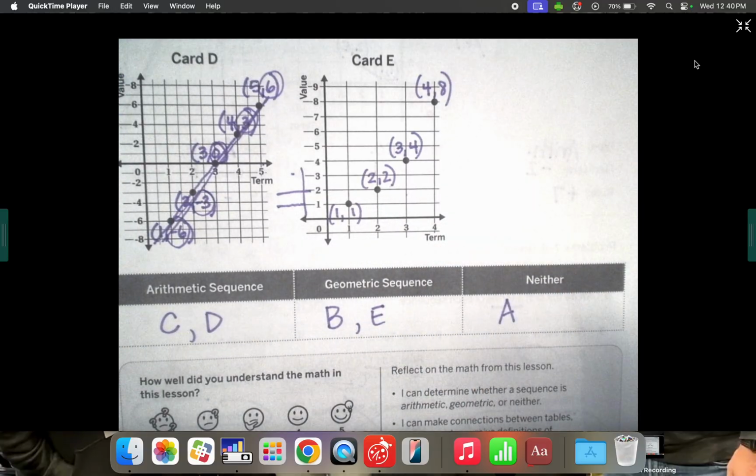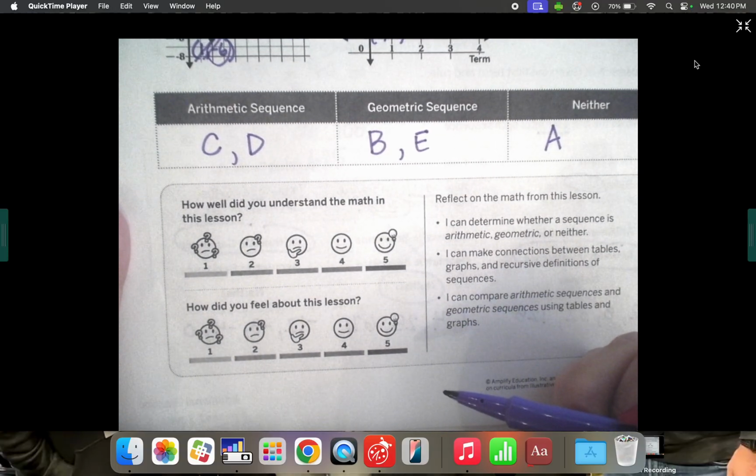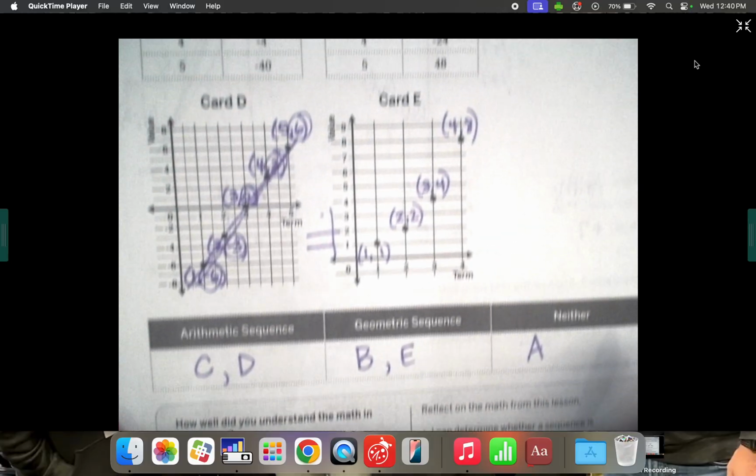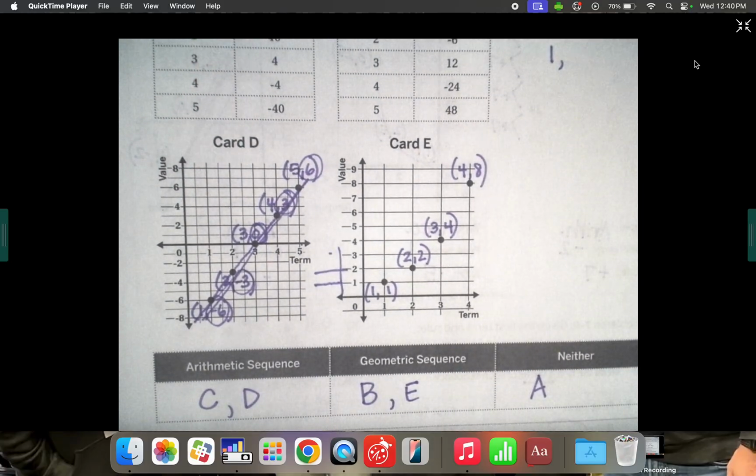Okay, you guys, if you want to rate how you think you understood this lesson, you can. But that is up to you. Otherwise, you can go work on your Delta Math right now.